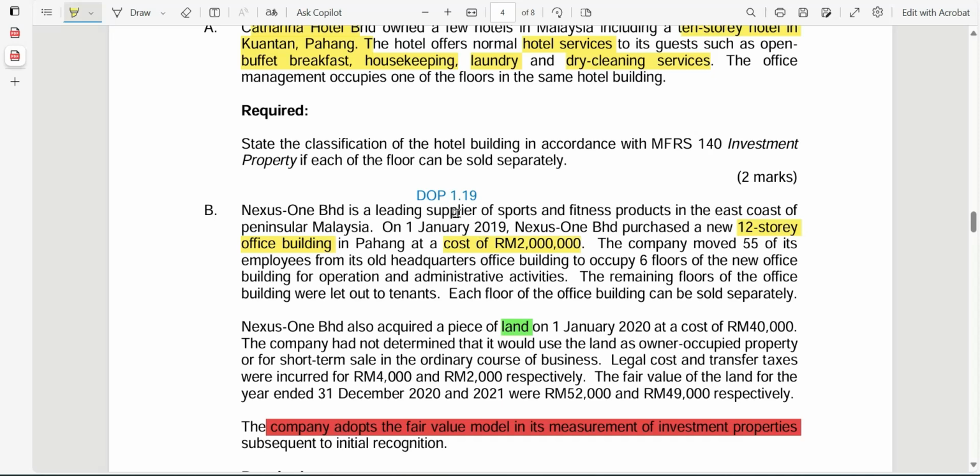On that date, you need to check whether it is an IP or not. So to read that, move on to the third sentence: the company moved 55 of its employees from its old headquarters to occupy 6 floors. How many floors are there altogether? They are all together 12 stories, and you are informed that 6 floors are occupied. So I'm going to draw here. You have altogether 12 stories.